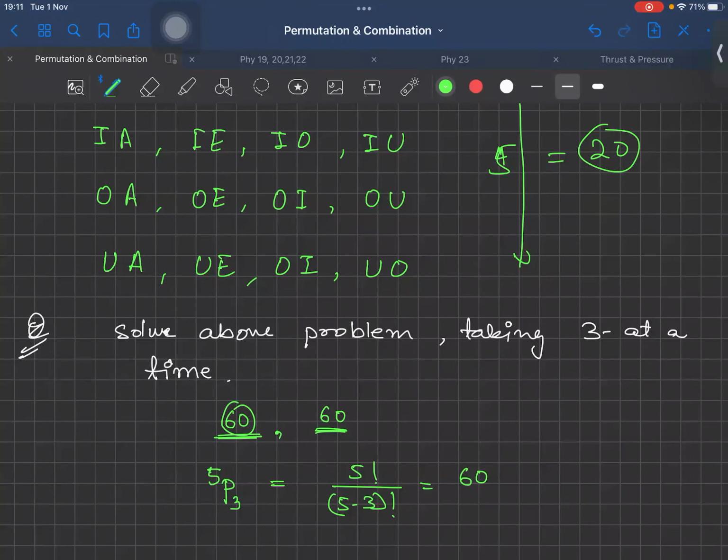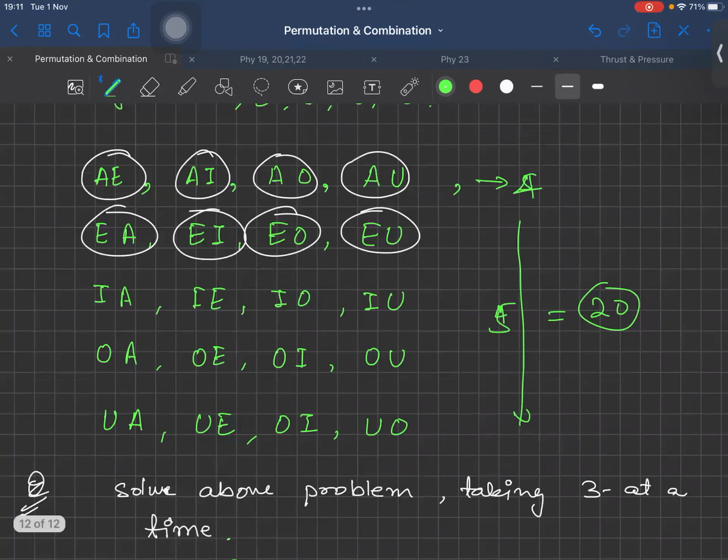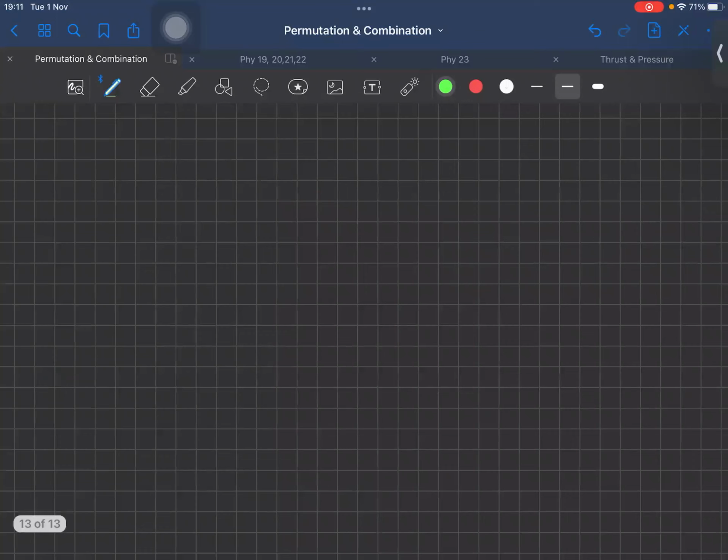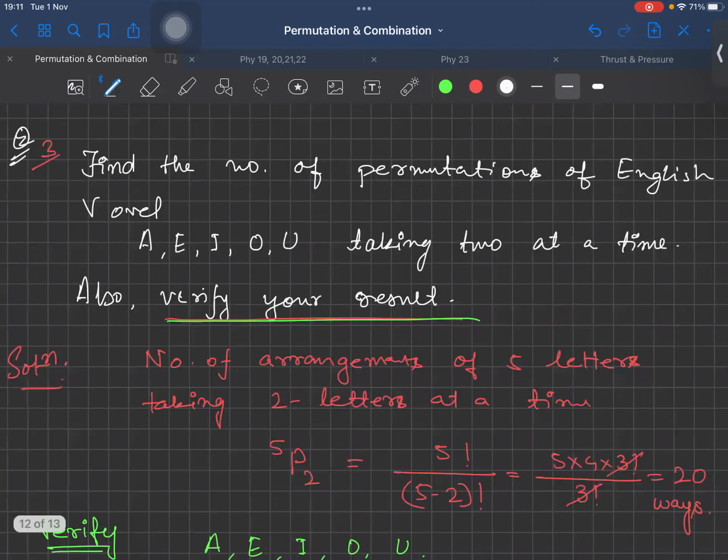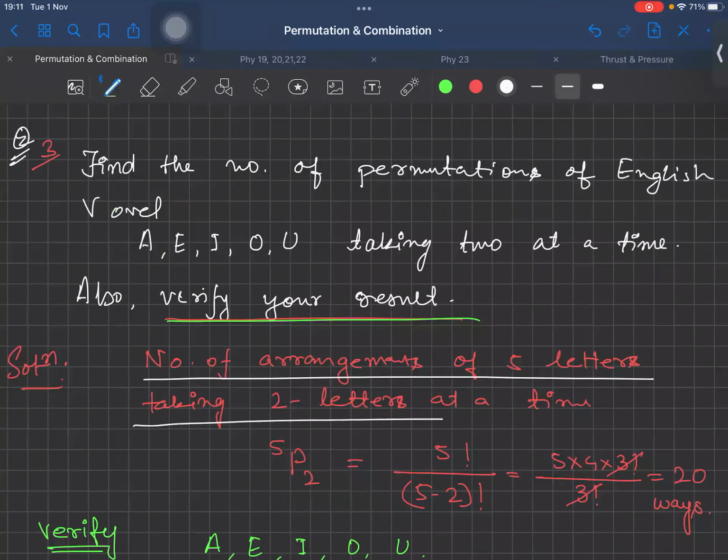It will take a lot of time, right? So let's not do that. Understood? If you have to verify, this is the method that you can use. Okay, let's do another problem. Hopefully that is clear. Whenever you are writing in the exam, you must write this statement. This statement is really important: the number of arrangements of 5 letters taking 3 letters at a time. That's what you need to write, and that is written as 5P3.